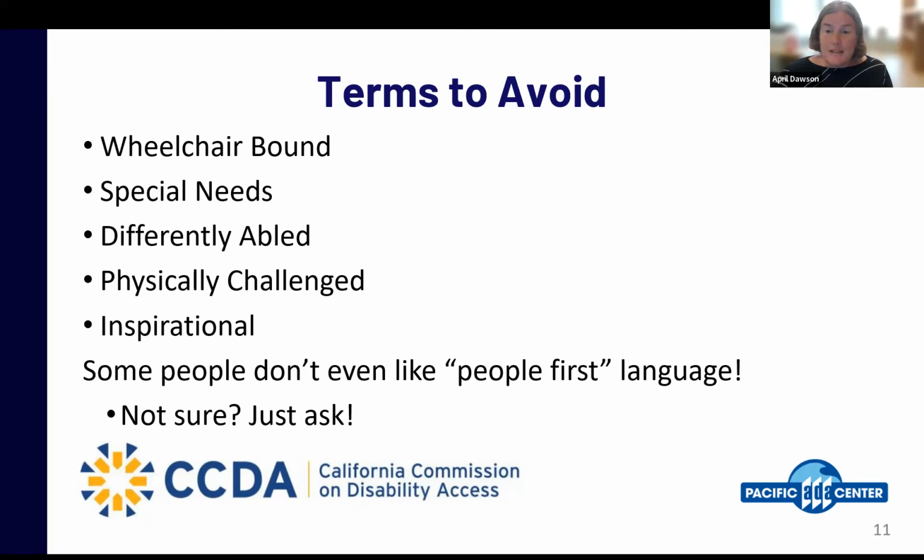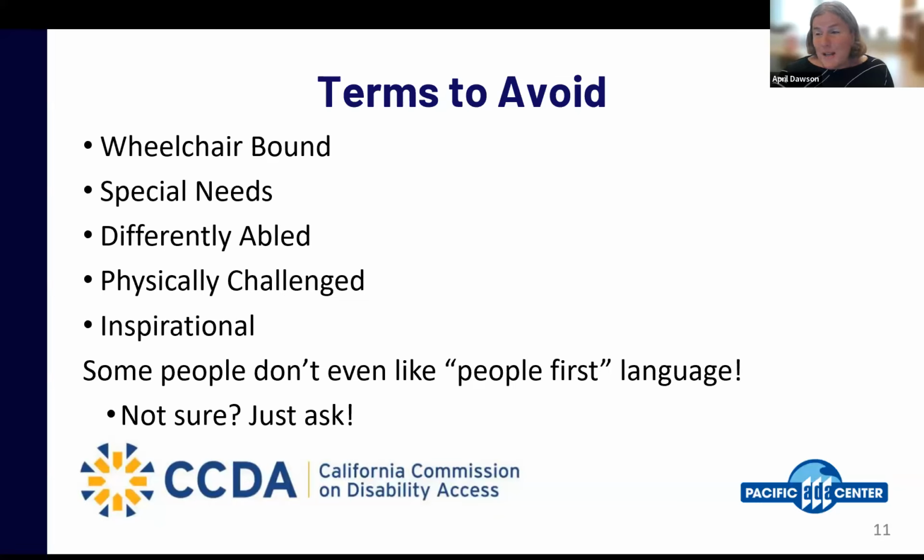It's important to know that some people don't even like people first language. There are a lot of people in the neurodivergent community who really claim disability. They say, I am a disabled person, or I am an autistic person. And they say that because they're proud of who they are, and they don't want to apologize for having a disability. They acknowledge that disability isn't the only part of who they are, but that it's important to them, and they want their needs known and met in the community.